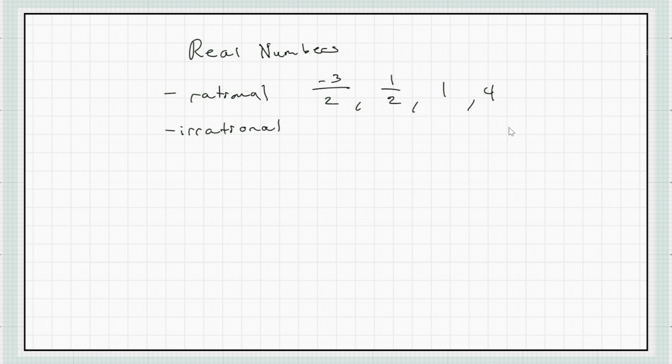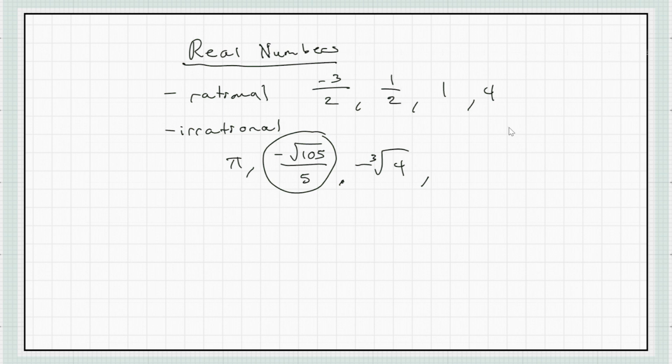Whereas an irrational number is also part of this set of real numbers, but it can't be written as a fraction of two integers. Some examples are pi, minus 105 over 5, root 3, negative root 3 of 4. Anything where, if we were to solve this division problem, turn this fraction into a division problem and solve for it, what we would get is a decimal number that had no clear pattern and continued indefinitely.